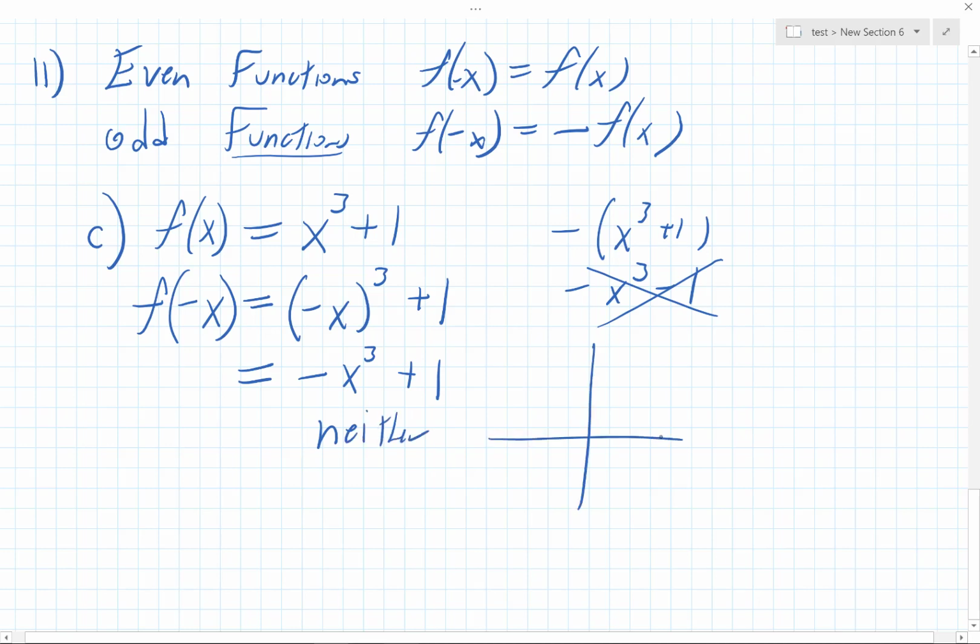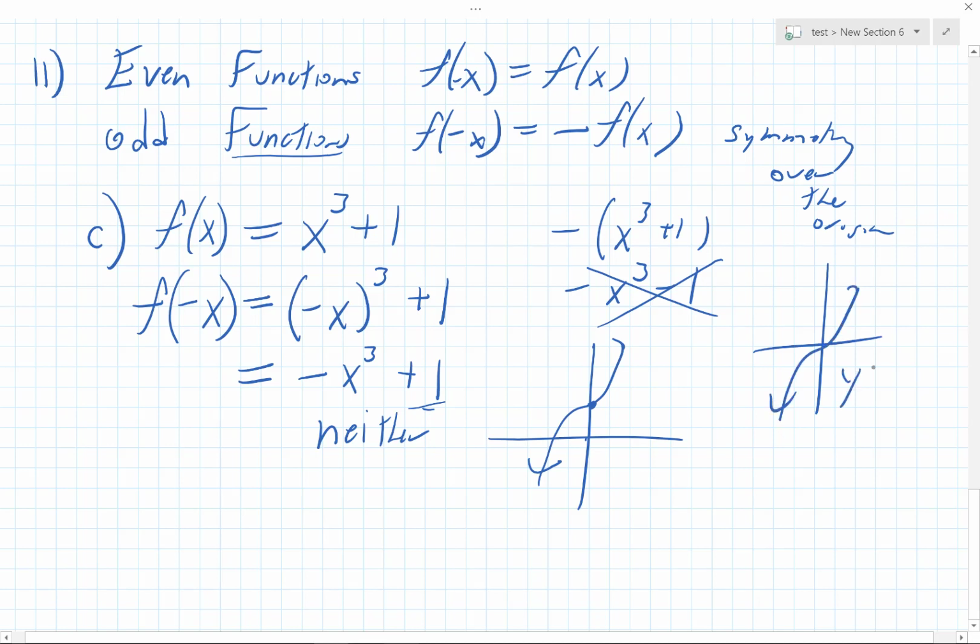You can tell from the graph too, like an x cubed popped up 1 would look like that. It has symmetry over this point, but odd functions have symmetry over the origin. And once you add 1 to it, you lose the symmetry over the origin. So like a normal x cubed, that's odd, but as soon as you hike it up 1 or translate it, it's not going to work anymore. So that is the answer, C.